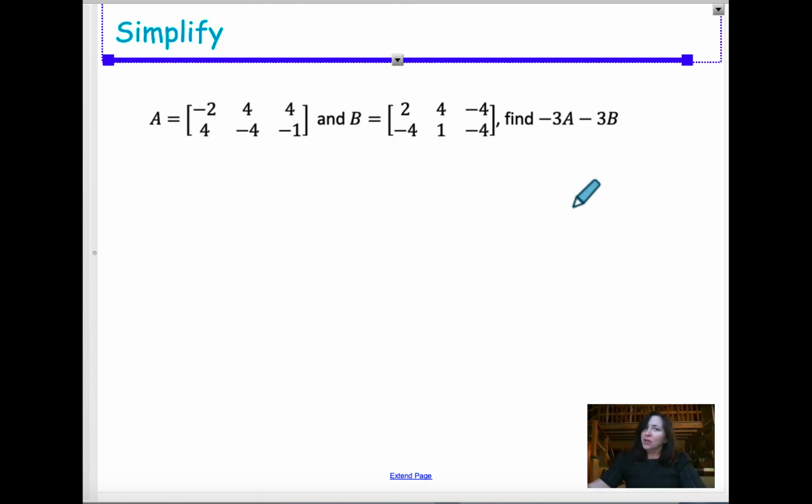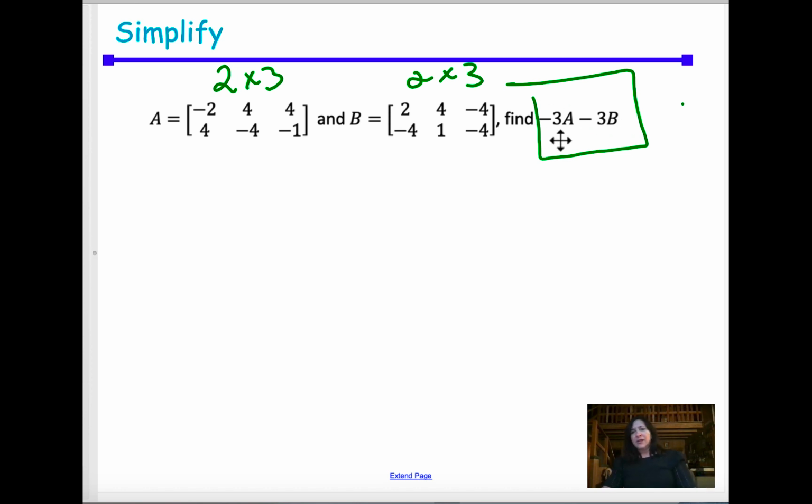Now, they are going to be a little bit tricky occasionally. And so for example, in this problem right here, we have a 2 by 3 and a 2 by 3. They're slightly different though, right? So we have a 2 by 3 and we have a 2 by 3. And our job is to do this. This is what the directions say. So I'm going to take negative 3a and subtract 3b.